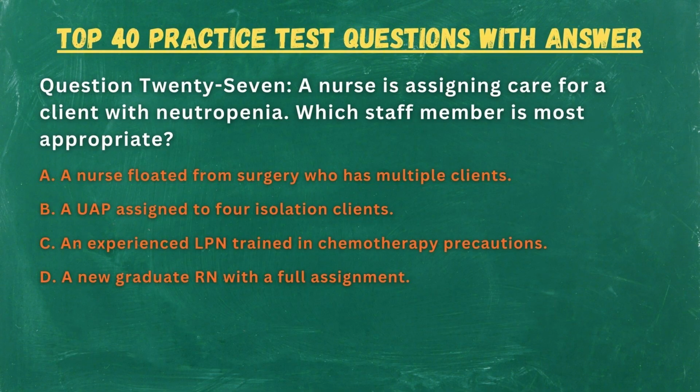Question 27. A nurse is assigning care for a client with neutropenia. Which staff member is most appropriate? A. A nurse floated from surgery who has multiple clients. B. A UAP assigned to 4 isolation clients. C. An experienced LPN trained in chemotherapy precautions. D. A new graduate RN with a full assignment.